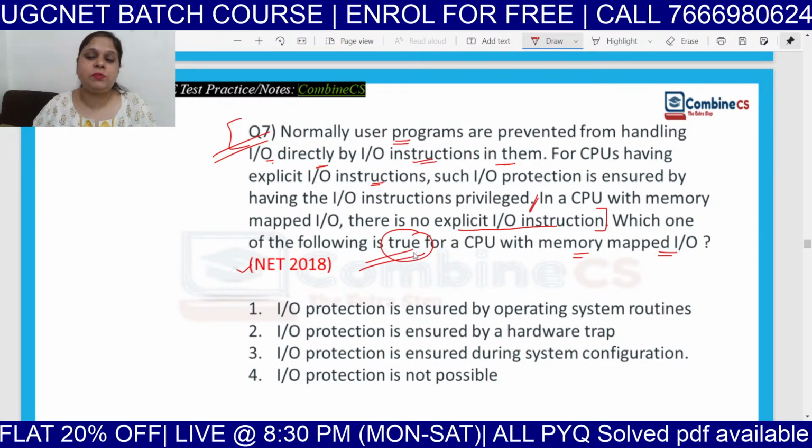Basically, when you are using the memory mapped input output concept, which option is true? Input output protection is ensured by an operating system subroutine, ensured by a hardware trap, ensured by system configuration, or input output protection is not possible. The question is not understood? Okay, let me explain this question.